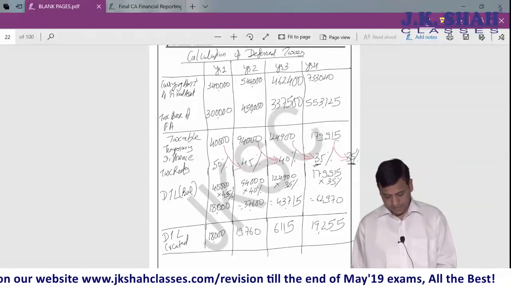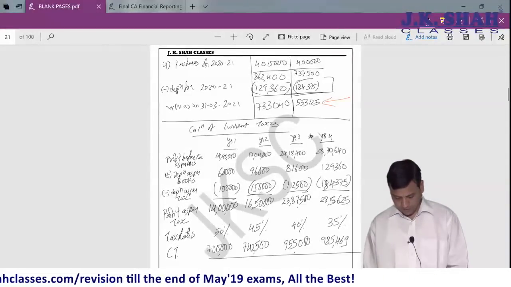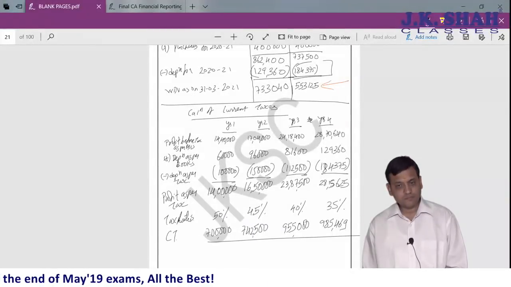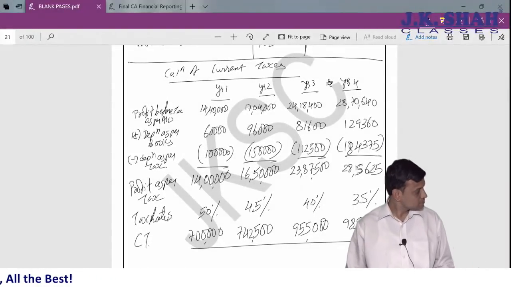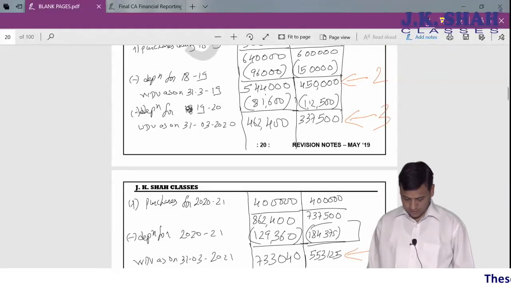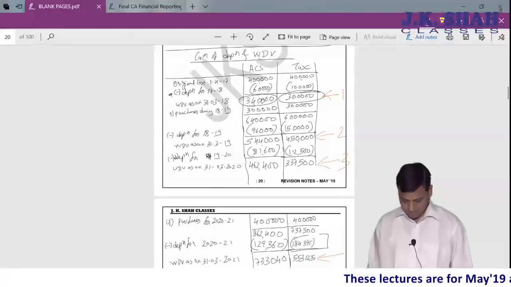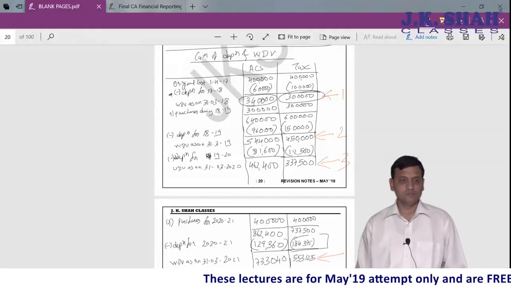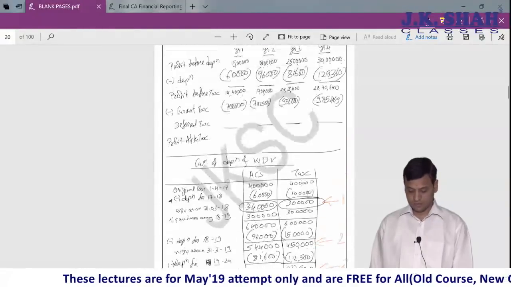Should I go to the next part? This was nothing but calculation of current taxes. And this was nothing but the WDV of the asset. And this is the main part.